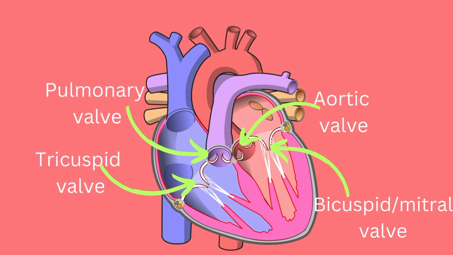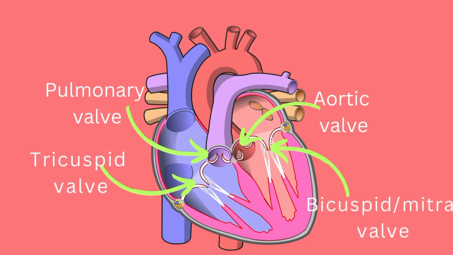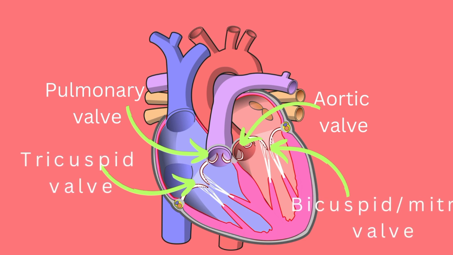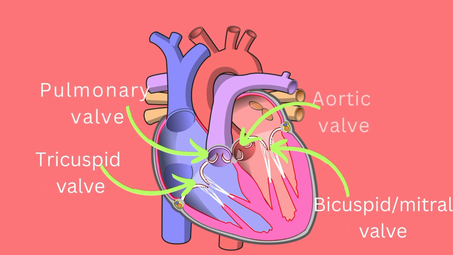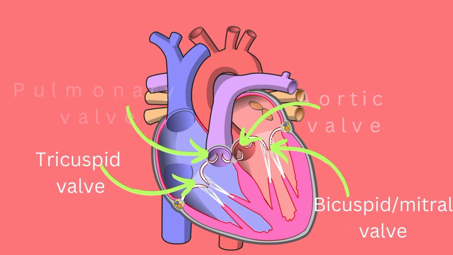There are four valves present in the heart. The function of valves is to prevent the backflow of blood. Two valves are called atrioventricular valves because they are present at the junction of the atria and ventricles, while the other two valves are semilunar valves.